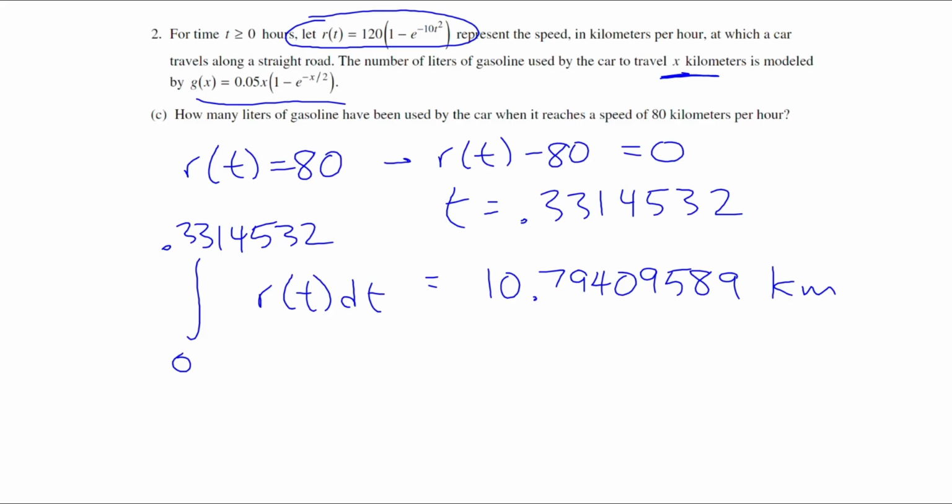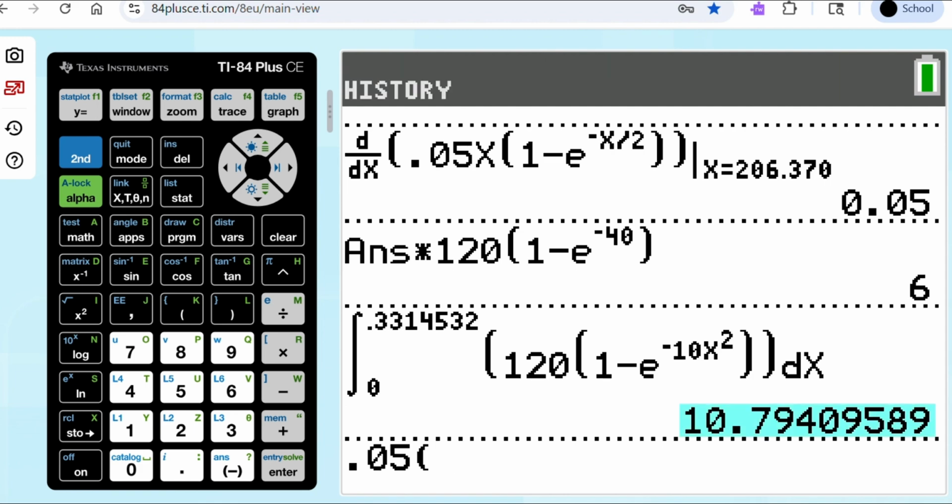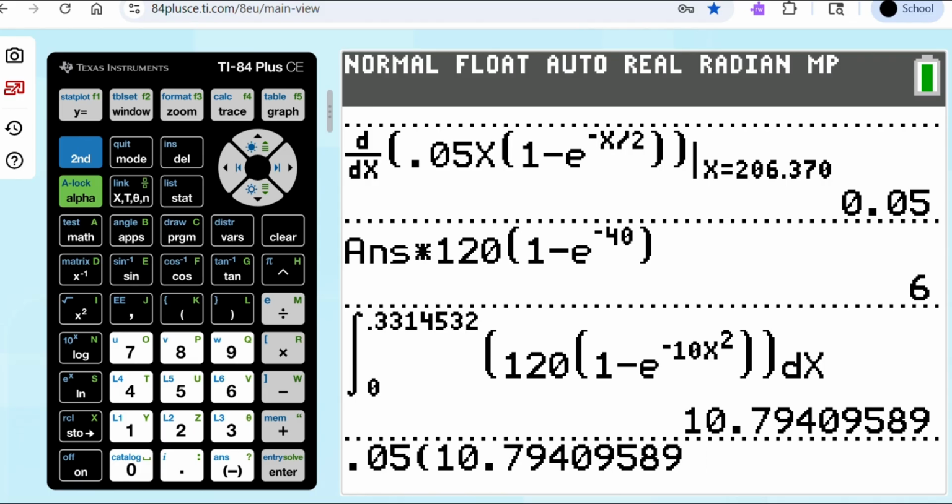what g of that value is, right? Because that's our x. So we're going to now find g of 10.7940959, which means we're going to just plug it into our g of x function up there. So we'll go back to our calculator. We're going to do 0.05 times this value. We can just go up and hit enter on that if we want, or we can just do second answer. Our second, the negative sign gives us answer, uses the previous answer.